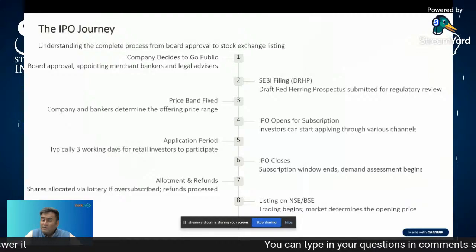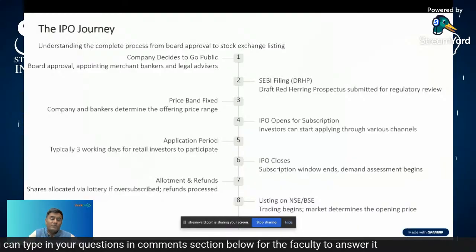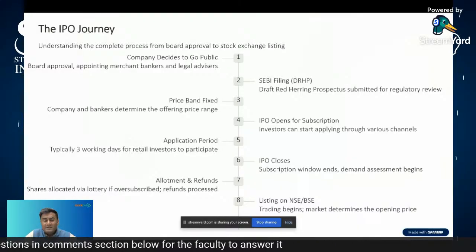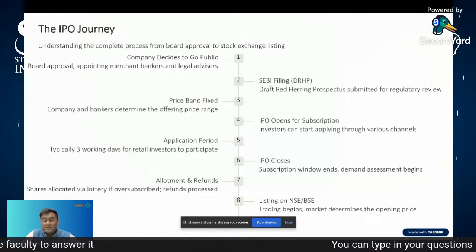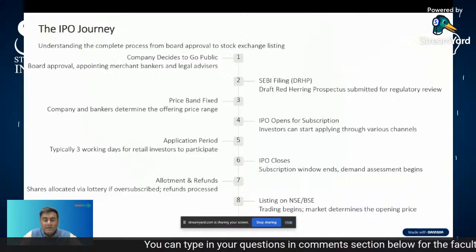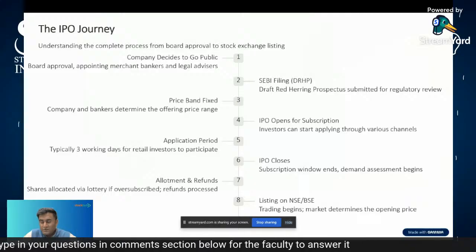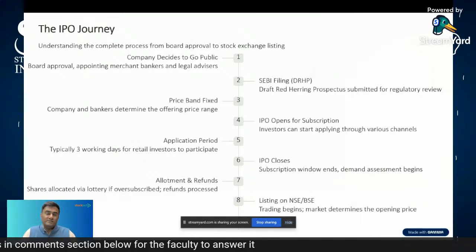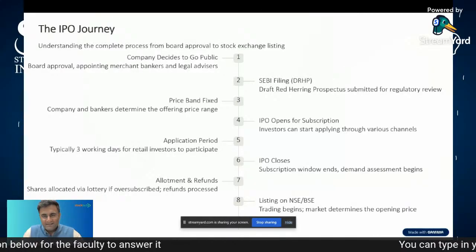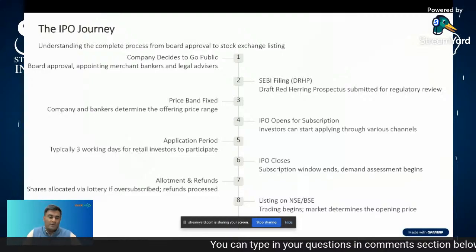Once the IPO closes, the subscription window ends and the demand assessment begins. Then we move to allotment and refunds. This is where, if oversubscribed, the shares are allocated via lottery. If it is oversubscribed, your refunds will be processed. So now the money does not leave your account, friends. That's the beauty of ASBA. Okay, application supported by blocked amount.